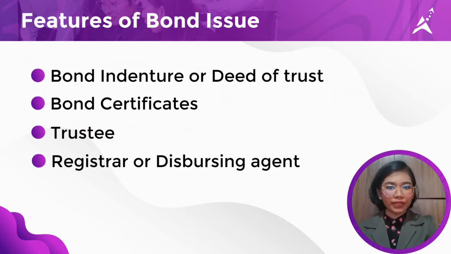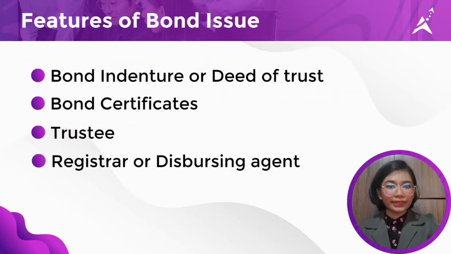Next, the bond certificate. This is issued by the issuer to the investor to represent their liability. Each bond certificate represents a portion of the total loan. 1,000 pesos is the usual minimum denomination, but smaller denominations may be issued occasionally.